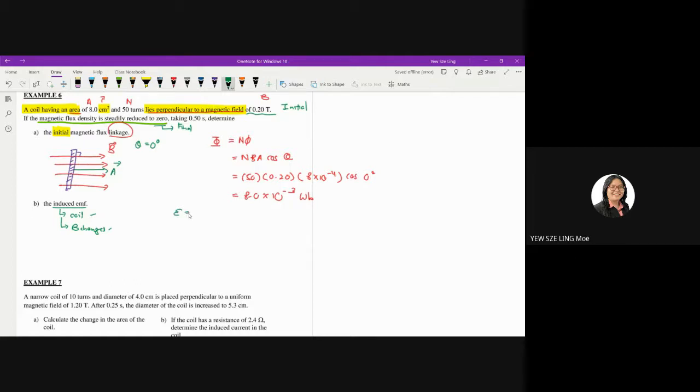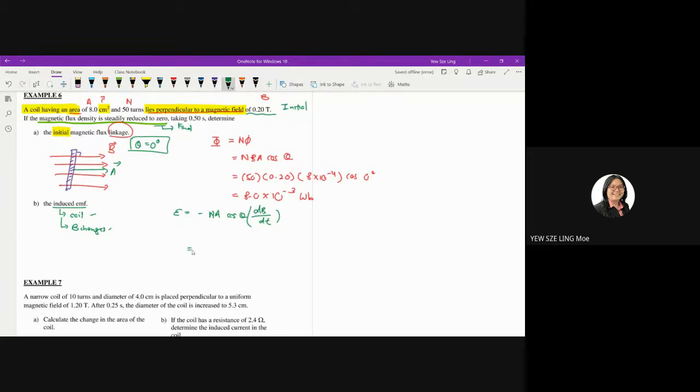EMF equals negative N A, no, you should have a cos theta right here, dB over dt. Just that most of the time we assume theta is equal to 0 degrees, which in this case, yes, it is in fact 0 degrees. So if it's 0 degrees, then cos theta equals 1. So the equation given above is because we derive it by assuming the angle is 0 degrees. If the angle is not 0 degrees, then this is the complete equation.